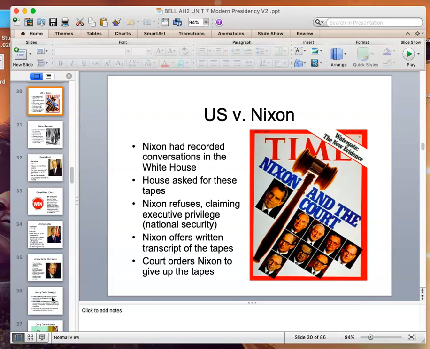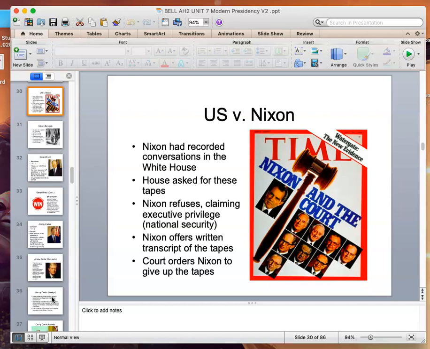And the Supreme Court has to decide whether or not Nixon has what's known as executive privilege, which is what Nixon claims. Executive privilege is the right of the president to keep something private if it's an issue of national security. Nixon claims that those tapes have issues of national security on them, therefore they cannot be released to the House for an impeachment trial. The Supreme Court rules 7-2 against Nixon, and they demand that he turn over the tapes to the House to begin impeachment proceedings. At this point, Nixon's dead in the water.